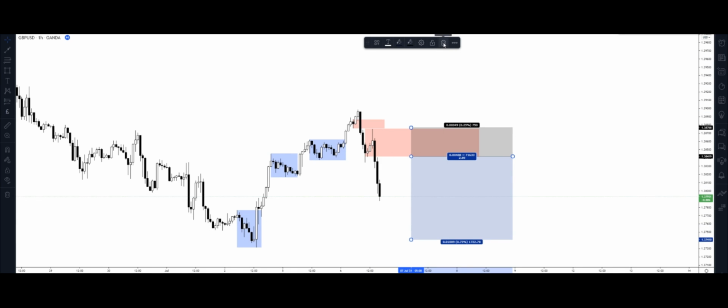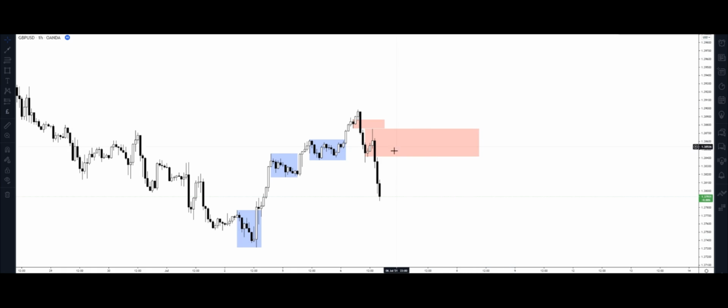But I can almost guarantee that if we go onto the small time frame, we could get at least a 20% risk to reward out of this. Okay, so why would this be a valid supply zone? Because again, it broke structure to the downside.